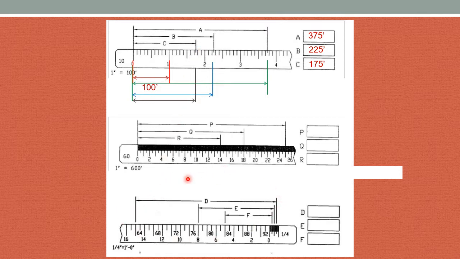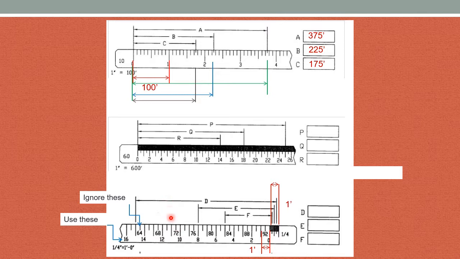If I go down to here, this is an architectural scale. Notice 1/4 inch equals 1 foot. This is 1/4 of an inch from 0 to 1/4, and so that would indicate 1 foot. If a drawing was made from here to here, that would tell me it'd be 1 foot. Here's the other 1 foot. So when I'm reading this scale, I want to ignore these numbers here and use these numbers here.